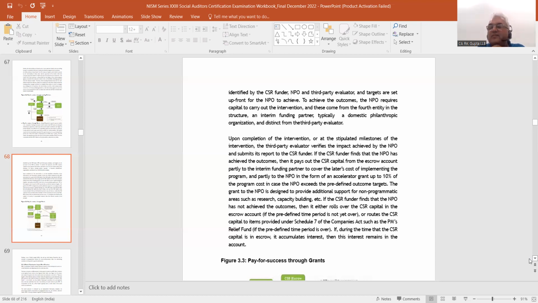If the predefined time period is over, and during the time that the CSR capital is in escrow it accumulates interest, then this interest remains in the account. So this is the basic idea.